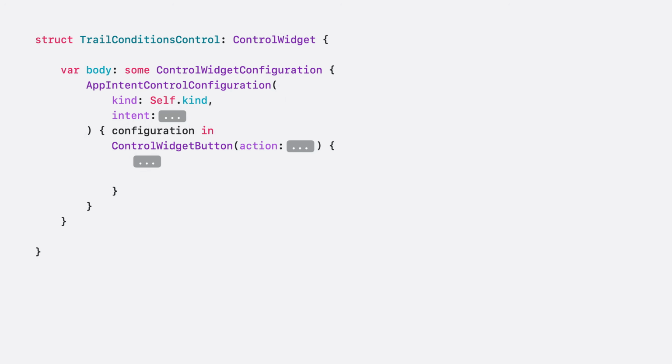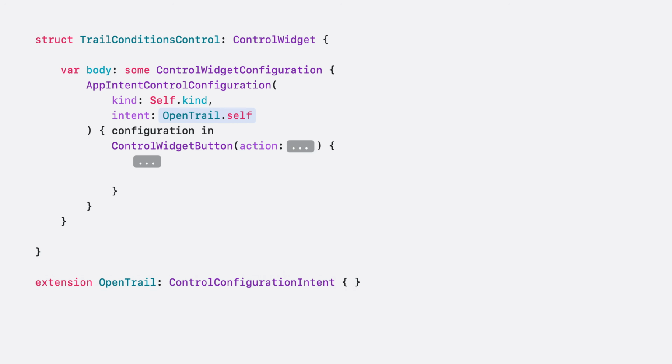I still need an intent type to hold the configuration, so I can build the button contents, and an intent instance to handle when the button is tapped. Let's think about this for a second. I said I wanted the configuration to have a trail parameter. That sounds kind of like the OpenTrail intent I made earlier. Can I reuse that? You bet I can. The one thing that I need to change about OpenTrail is to declare that it conforms to control configuration intent. That's an extension and doesn't require anything that the intent doesn't already have, so the body is empty.